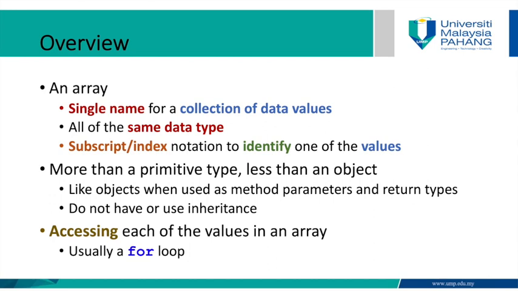Actually, array is a single name for a collection of data values, all of the same data type. And then the subscript or the index here is, in a simple way, the location of the data, to identify one of the values. You will see the example later, and then you will have the idea.